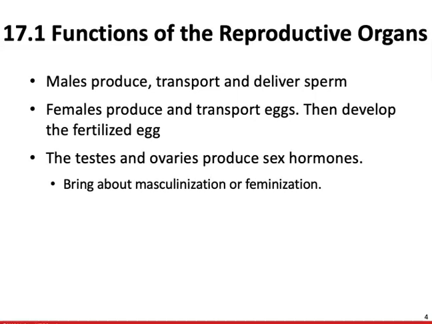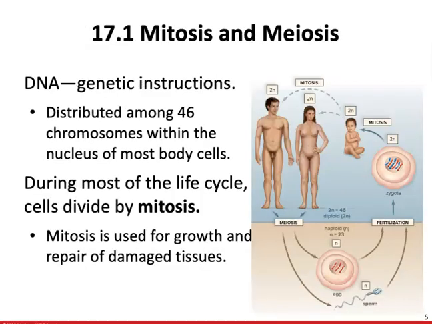Now, the process of this life cycle is going to occur in several stages. This is ultimately going to be controlled by our DNA. DNA is going to be the genetic instructions. It's going to be distributed among 46 chromosomes within the nucleus of most body cells. So each individual out there has 46 chromosomes. Now, although you have 46 chromosomes, what you have is actually 23 pairs of chromosomes. Each pair contains one chromosome from both parents.